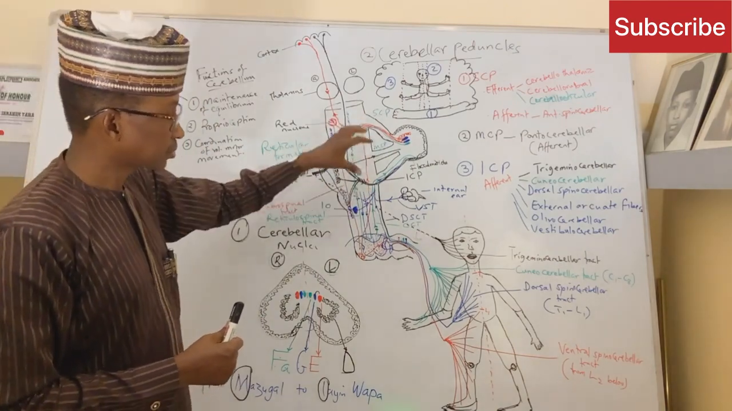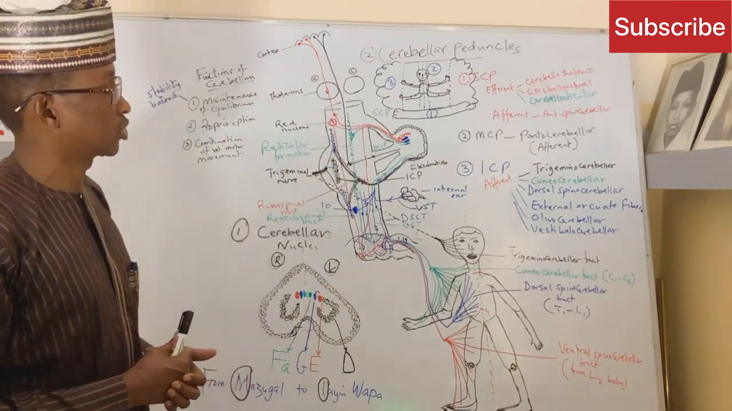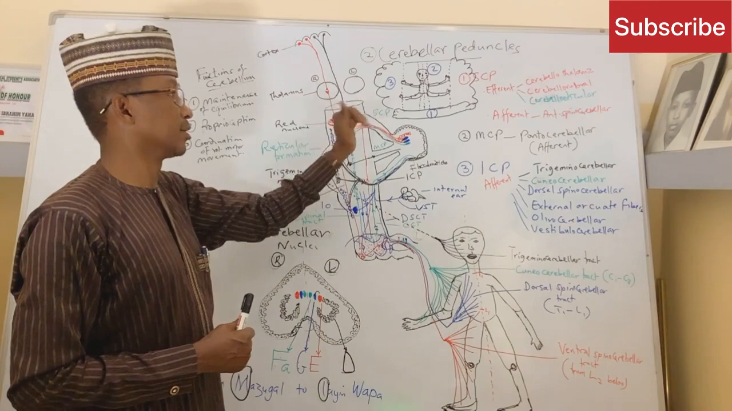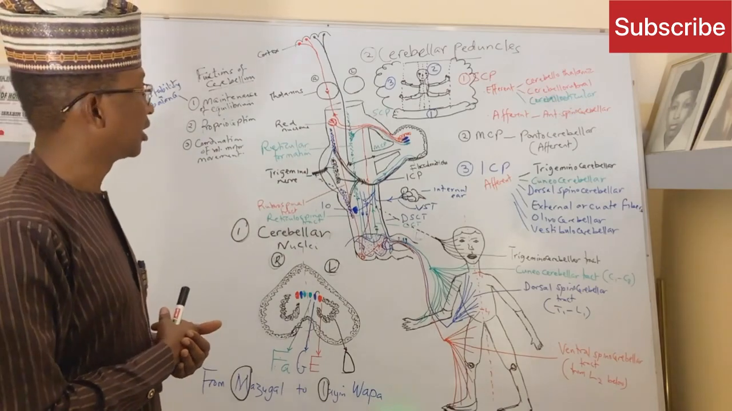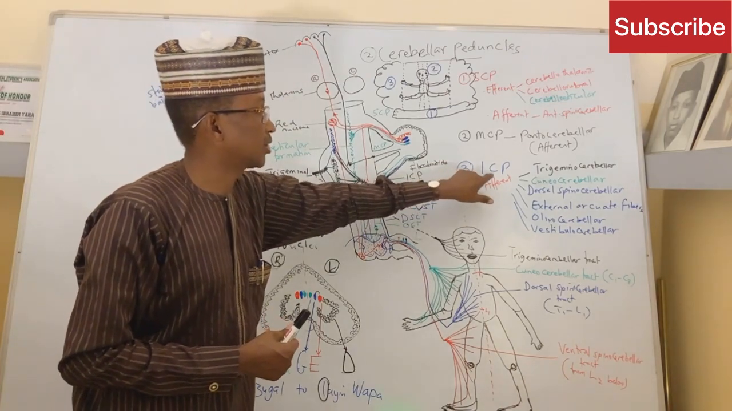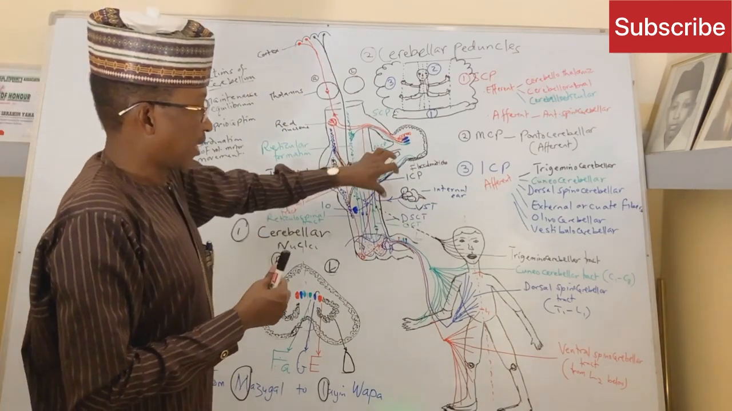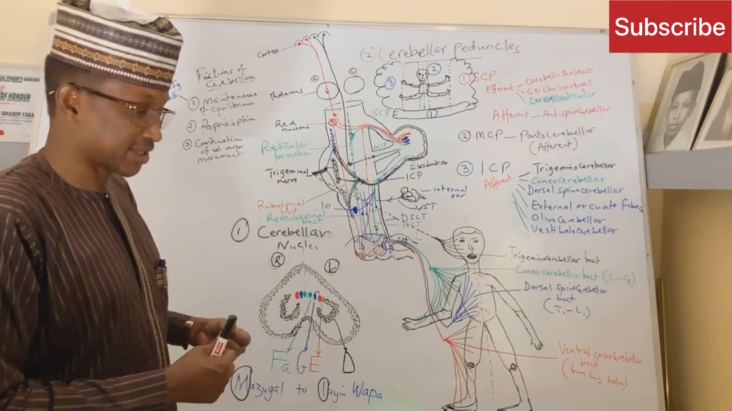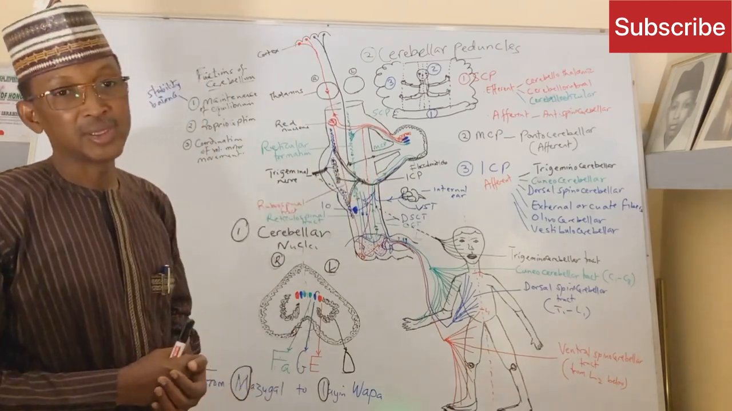So these are the three connections between the back of the brainstem and the anterior or ventral portion of the cerebellum. In each of these cerebellar peduncles, we are going to see fibers going in or coming out. For example, if I start with the inferior cerebellar peduncle, the main fibers forming it are the afferent fibers. That means fibers carrying information from different parts of the body to the cerebellum through the inferior cerebellar peduncle.